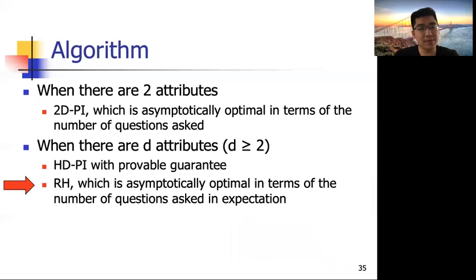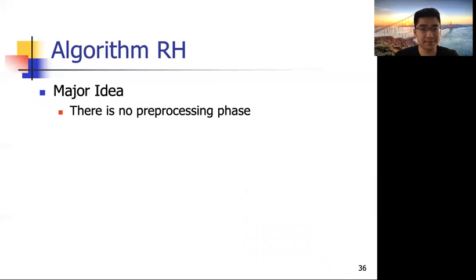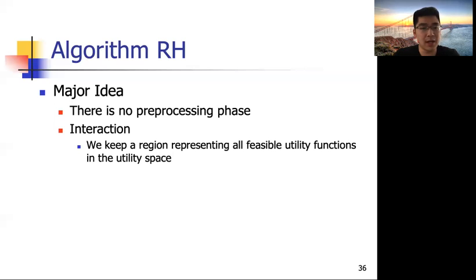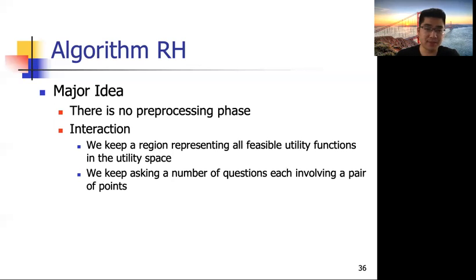The last algorithm is RH. For this algorithm, it does not have any pre-processing phase. For the interaction step, we keep a region representing all feasible utility functions in the utility space. Then we keep asking a number of questions, each involving a pair of points. Let us show it in a flowchart.